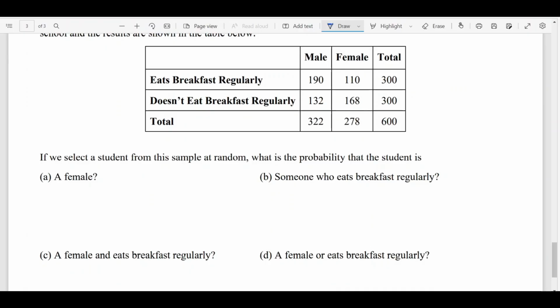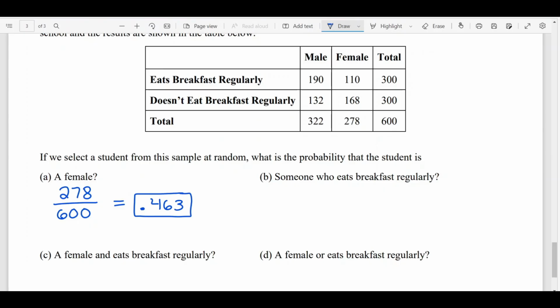So a female means that we are taking our 278 females in our school, dividing by 600. Okay, so the probability that you randomly choose a female, 0.463. Okay. So you use that total row when you want to just know one of the variables. So here we were just interested in the variable female. In the gender variable, we were just interested in female. Didn't matter if they ate breakfast or not.